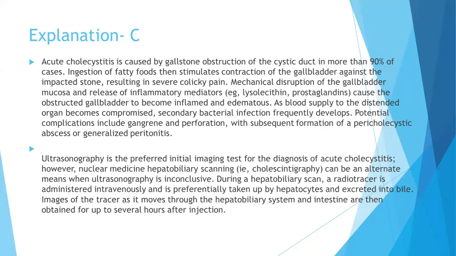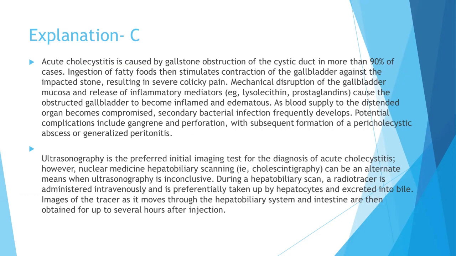So, acute cholecystitis is caused by gallstone obstruction of the cystic duct in more than 90% of the cases. Ingestion of fatty fluids then stimulates the contraction of the gallbladder against the impacted stone, resulting in severe colic pain. Mechanical disruption of the gallbladder mucosa and release of the inflammatory mediators cause the obstructed gallbladder to become inflamed and edematous. As blood supply to the distended organ becomes compromised, secondary bacterial infection frequently develops.